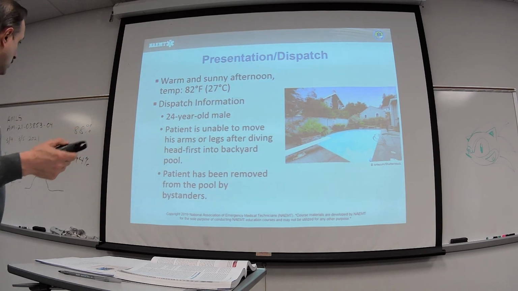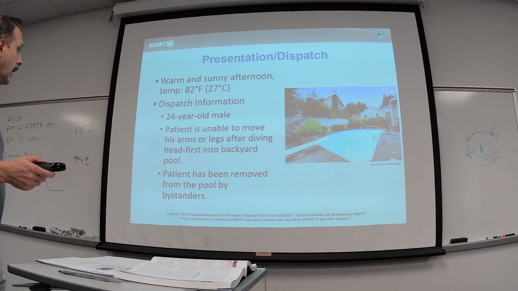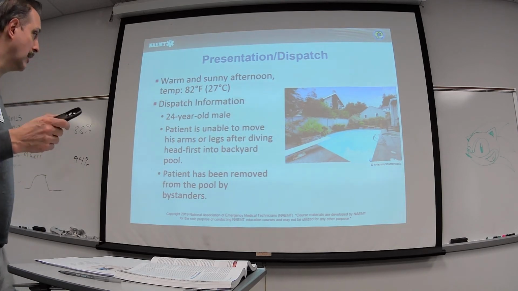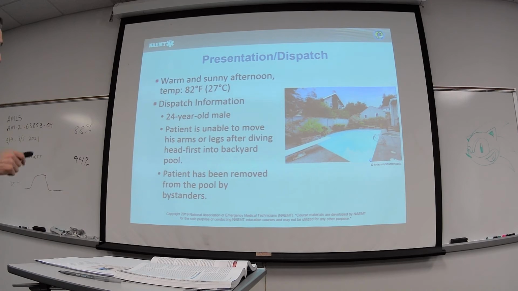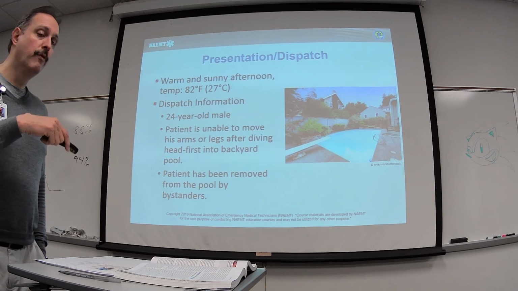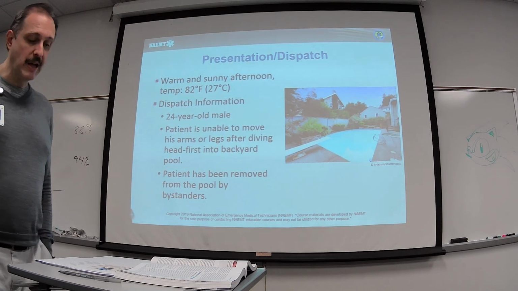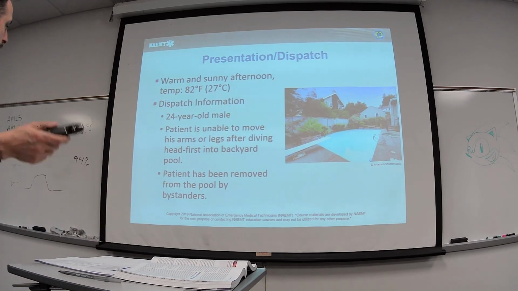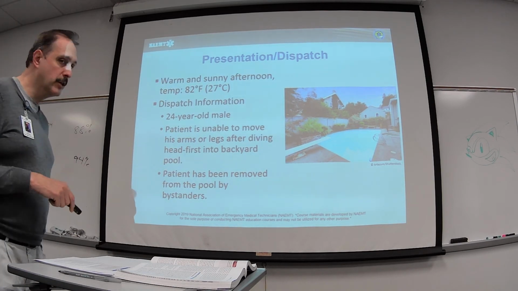Okay, your dispatch information is going to be a 24-year-old male. The patient is unable to move his arms or his legs after diving head first into the backyard pool. So he can't move his arms or his legs. Patient has been removed from the pool by bystanders. So they did pull him from the pool. He has now been removed from the water. Correct. He's now laying on the side of the pool. And again, let's just repeat this: the patient is unable to move his arms or his legs after diving head first into the backyard pool.